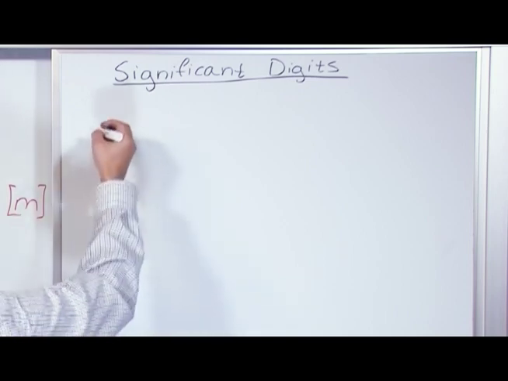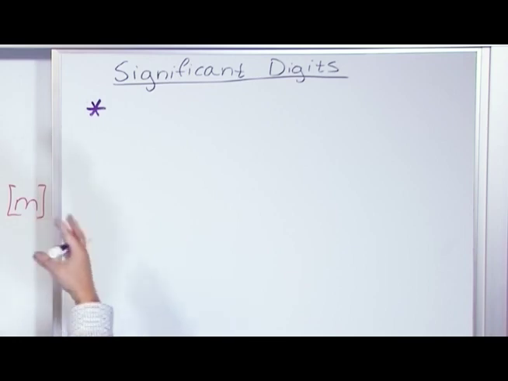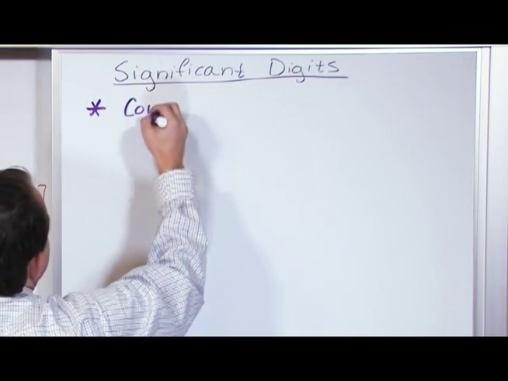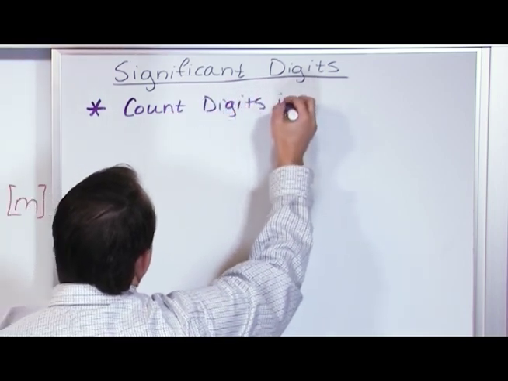So the first thing you need to remember when you're doing significant digits, the first thing that you should really be doing is you count the digits. It's pretty simple. Count the digits in the number.